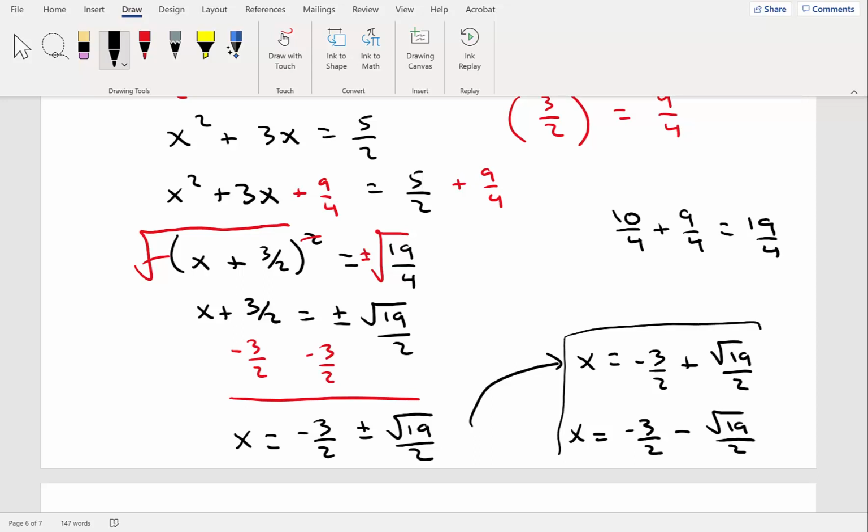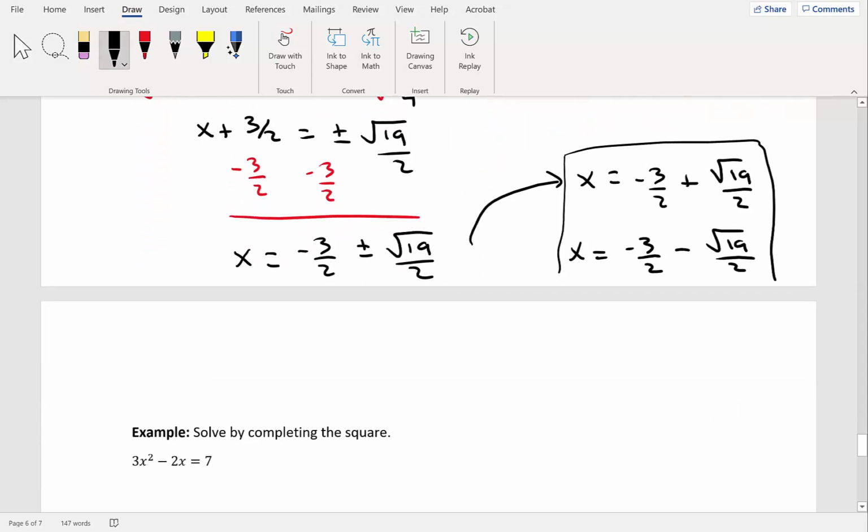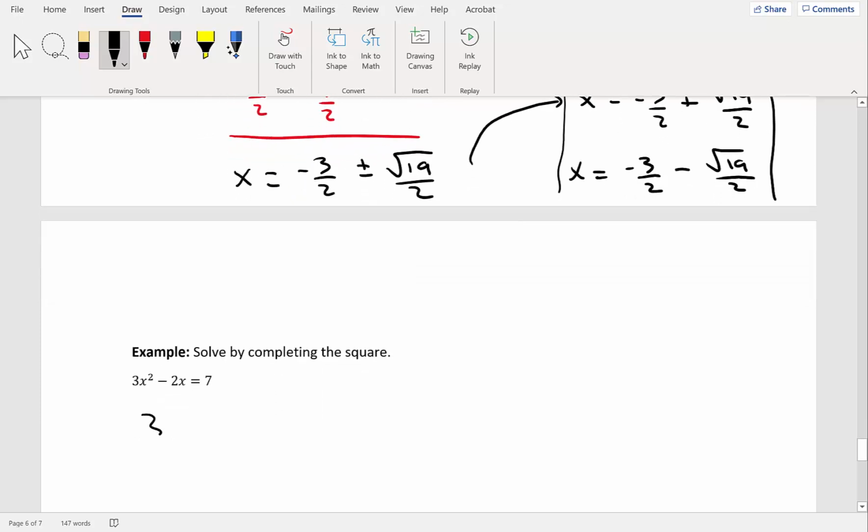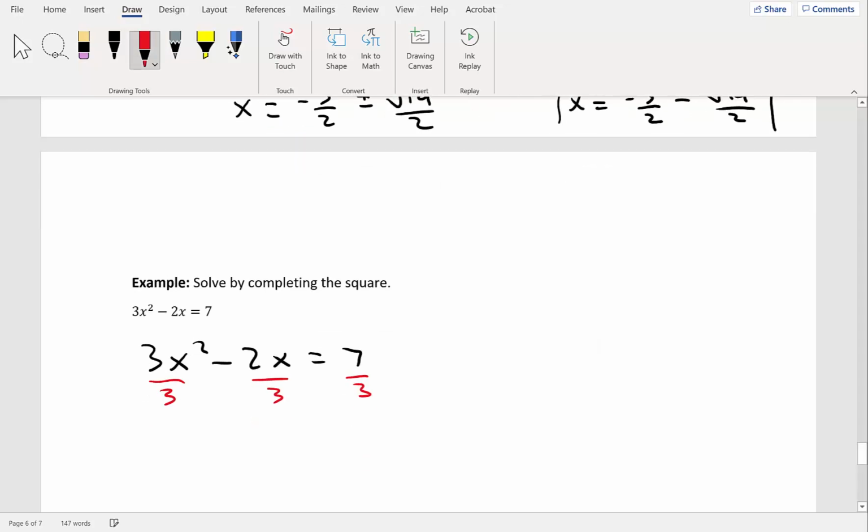And these are my final answers. Let's go ahead and take a look at one more problem. So I have 3x squared minus 2x is equal to 7. My coefficient of x squared is 3, so let's go ahead and divide everything by 3. So I get x squared minus 2/3 x equal to 7/3.